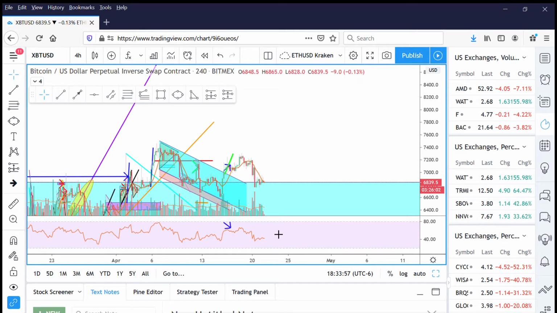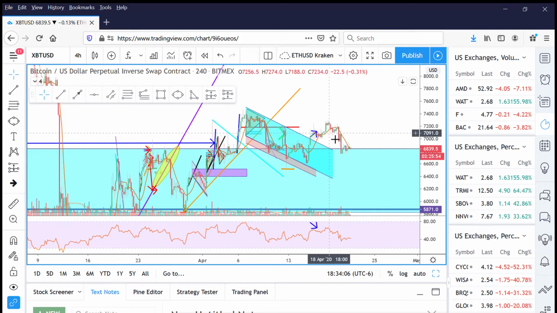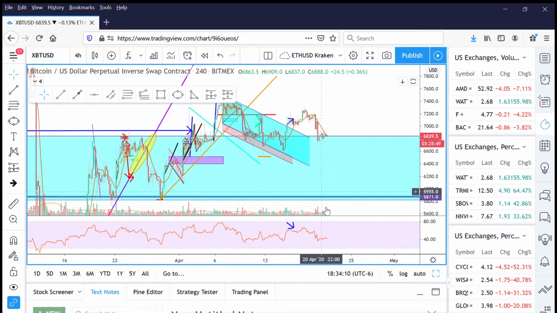All right, we have Bitcoin on a 4-hour chart here. When we last left off, we had just broken out of this channel. All right, so we had come up out of here, and I had pointed out this RSI divergence. And now I'd like to go into a little detail about what that RSI divergence really is.